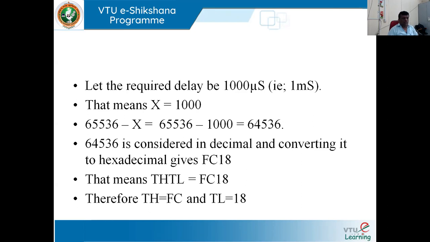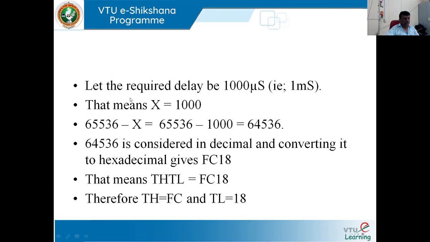Most importantly, what we require is the amount of delay needed, and then we subtract that value from 65,536, and whatever result we get should be converted into its hexadecimal equivalent, and then that 16-bit number has to be loaded into TH and TL. Please keep in mind that 65,536 comes from 2 to the power of 16.